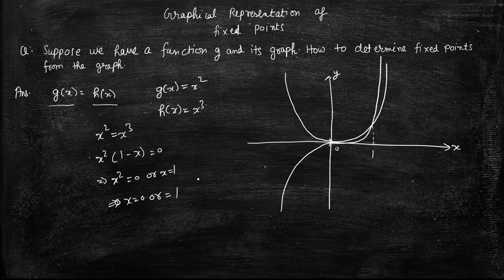So now we want to see what fixed point means. In a fixed point, we have p is equal to g(p). If we take h(p) is equal to p, then the fixed point of g will be nothing but the intersection of the graph g(x) and the graph f(x) is equal to x, or you can say h(x) is equal to x.